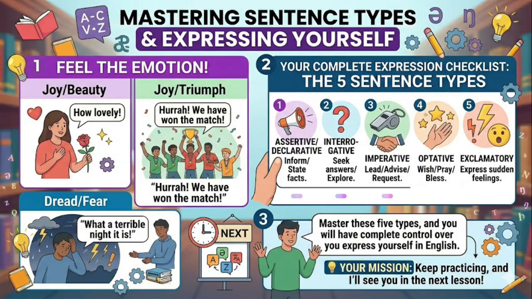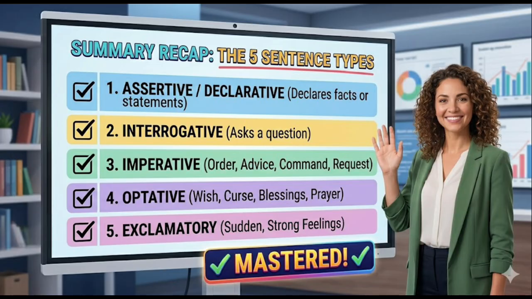And let's do a quick recap. Remember, a sentence is simply a group of words that makes complete sense. We covered 5 main types today. 1. Assertive sentences. They give us information, either positive or negative. 2. Interrogative sentences. These are our question askers, always ending with a question mark.